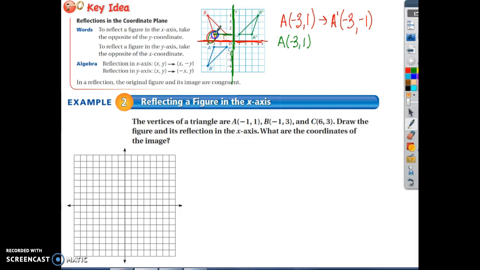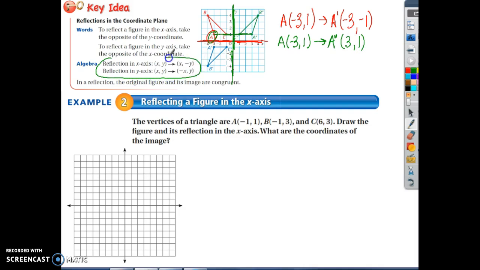Originally, we went to the left 3 units, but when I fold my graph over this vertical line, I will be going to the right 3 units. So instead of having a negative x value, my new A value, or A double prime, will have a positive x value of 3. But notice that we didn't move up or down at all, so my y value still stays that positive 1.